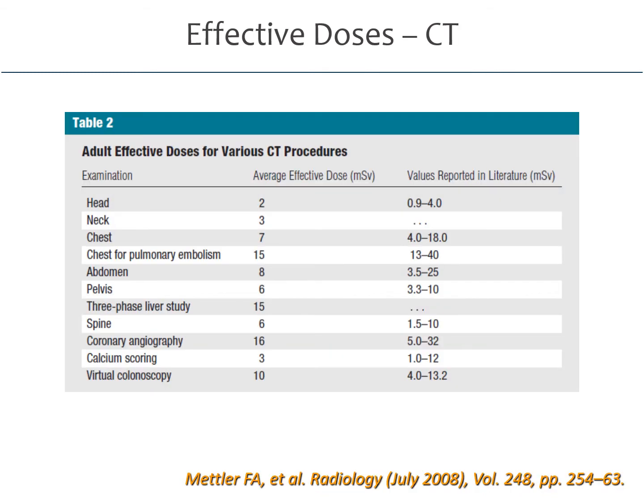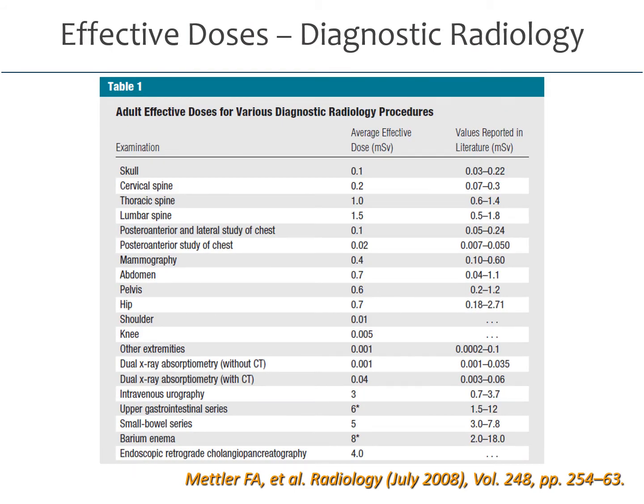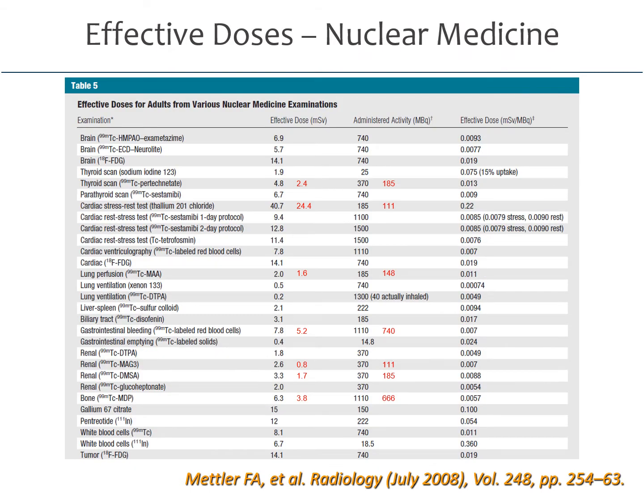What are the typical doses from diagnostic examinations? Well, for CT, they range from 2 to 3 millisieverts to about 15 millisieverts. For classical radiological examinations, they range from a thousandth of a millisievert to a few millisieverts. And for nuclear medicine, they range from a few millisieverts to 15 millisieverts for PET.